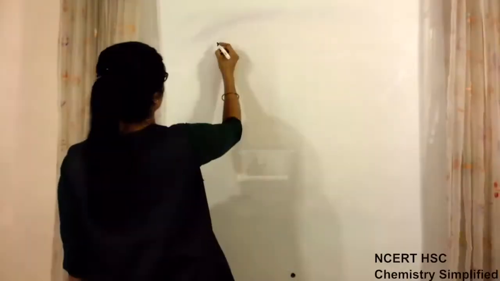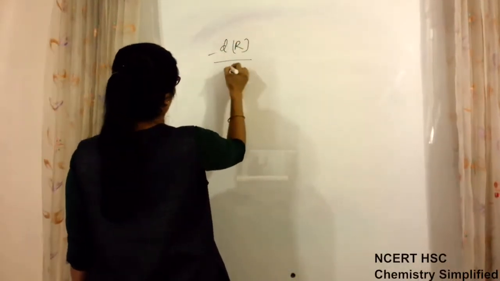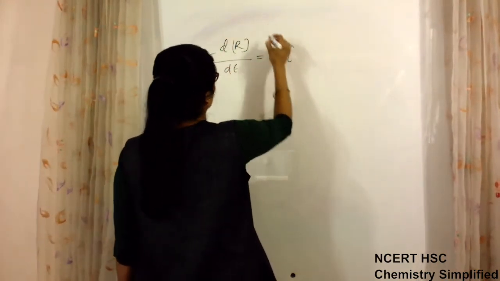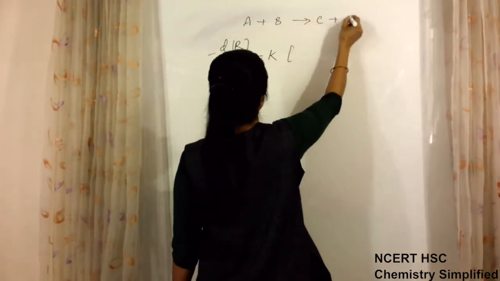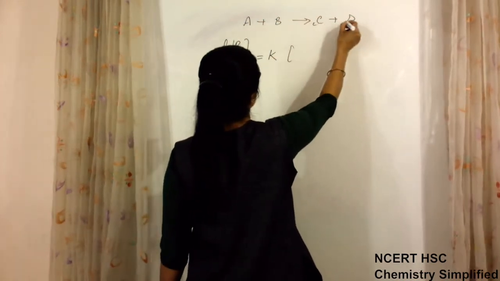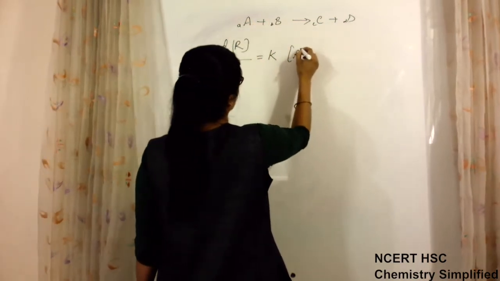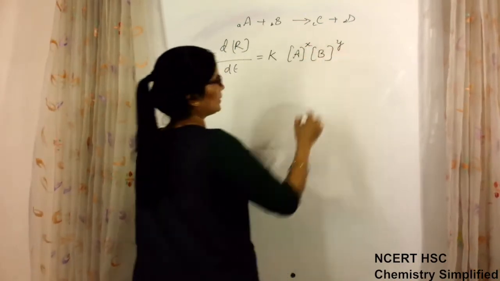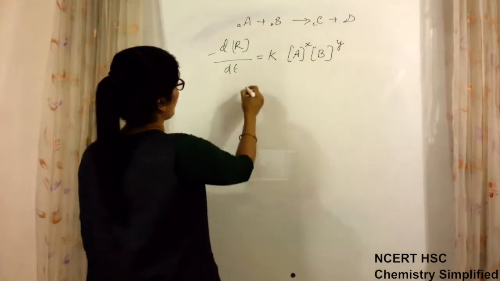So according to the rate law, the expression given is minus dR upon dt is equal to k[A]^x[B]^y, if the reaction is aA plus bB gives cC plus dD, and small a, small b, small c and small d are the stoichiometric coefficients, raised to powers x and y. Okay, and this is known as rate law.